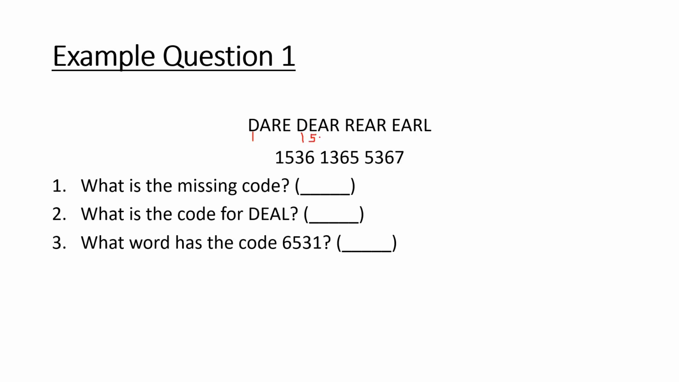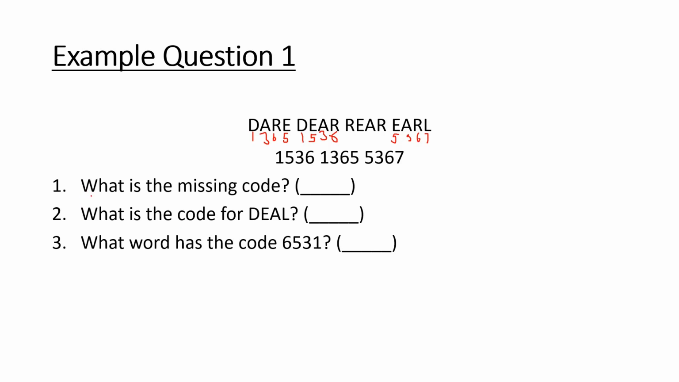You can write 1, 5, 3, 6 underneath D, and 1, 3, 6, 5 underneath there. Okay, and we can write 5, 3, 6, 7 underneath L. 6, 7. Sorry about my handwriting. Okay, anyways, so now let's move on to the questions.